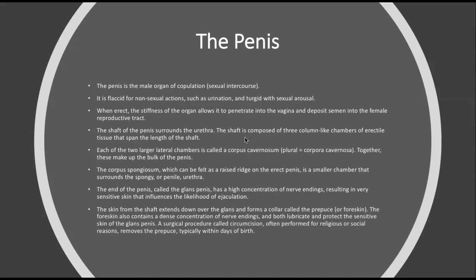The skin from the shaft can extend down over the glans and forms a collar called the prepuce, or the foreskin, and the foreskin also contains a dense concentration of nerve endings and helps to both lubricate and protect the sensitive skin of the glans. There is a surgical procedure called circumcision, which is often performed for religious or health reasons or social reasons, that removes that skin typically within days of birth.